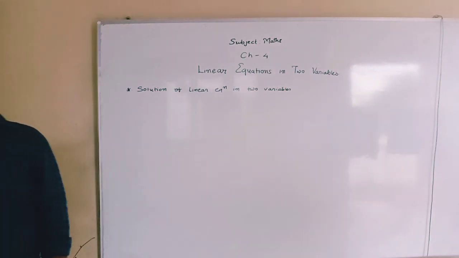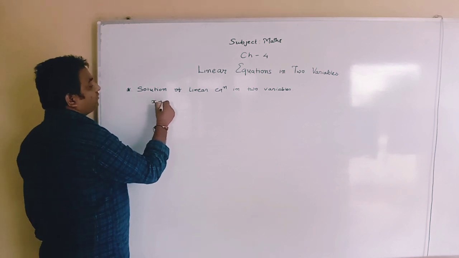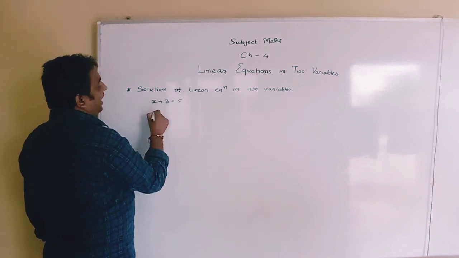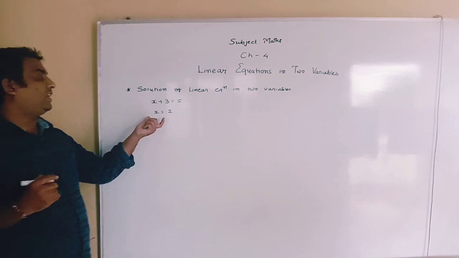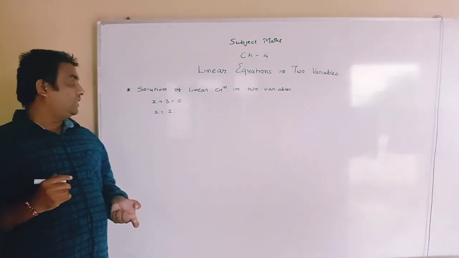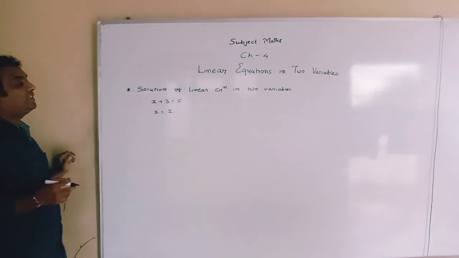So we have studied till now that if x plus 3 equals 5, then x equals 2. That is the solution of a linear equation in one variable. So x equals 2 is the only unique solution of this equation.